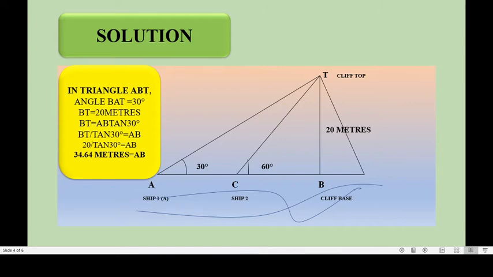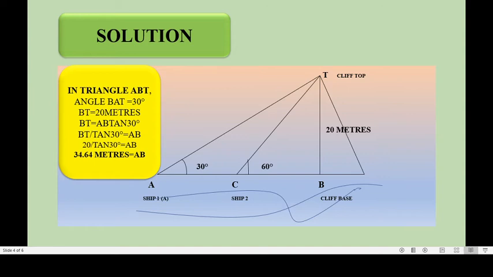If we substitute the values, we have BT as 20 meters and the angle as 30°. So BT equals AB tan 30°, but we do not know the distance AB, so we substitute the values which we know. AB equals BT divided by tan 30°, or AB equals 20 divided by tan 30°, which equals 34.64 meters. So we have found the distance AB.